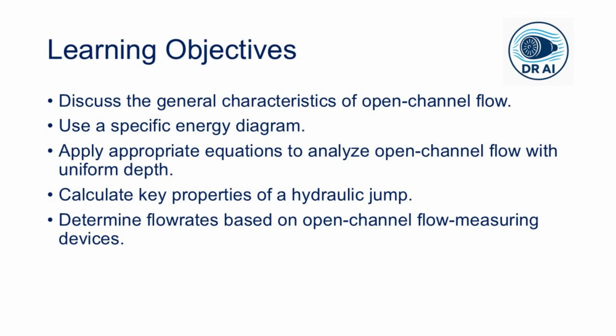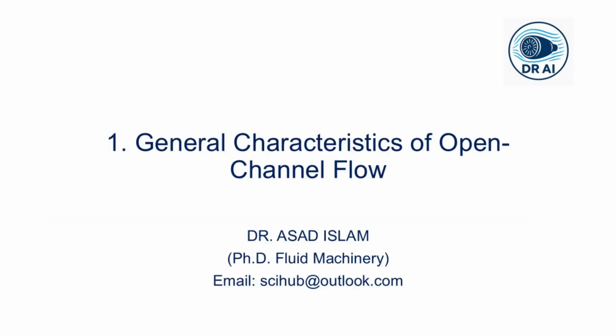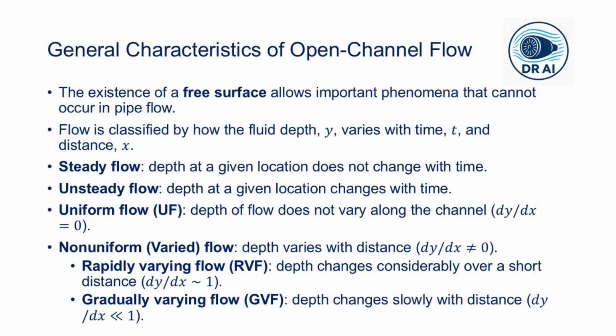Now, just like in pipe flow, the first way we classify open channel flow is by looking at how it changes with time. We ask, does the depth of the water, which we denote by the letter y over here, change with time at a given location? If you stand on the bank of the river and the water level is constant, the flow is steady. But if a surge comes through and the water level rises and falls, it's unsteady.